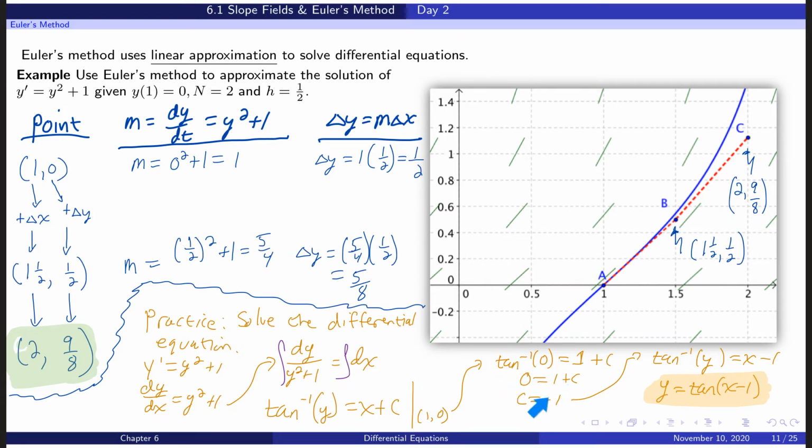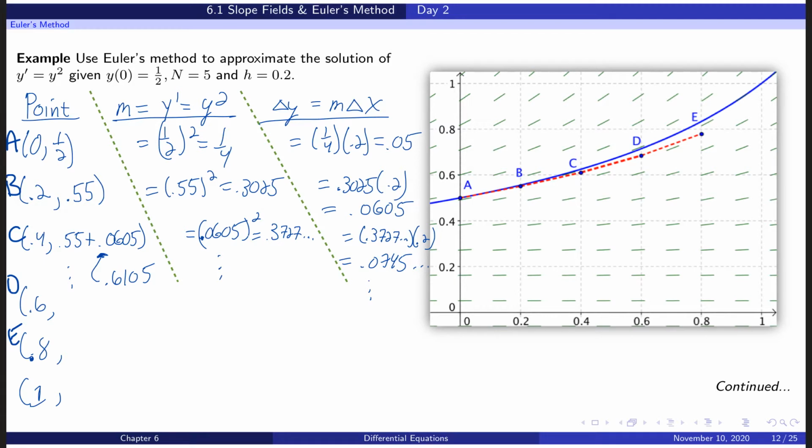So c is -1. Plugging that back in, inverse tangent of y equals x minus 1. Solving for y, we get y equals the tangent of x minus 1. If you remember what a tangent graph looks like, we're taking a tangent graph and moving it right 1 unit. So this blue line does seem to make sense as a solution to this differential equation.